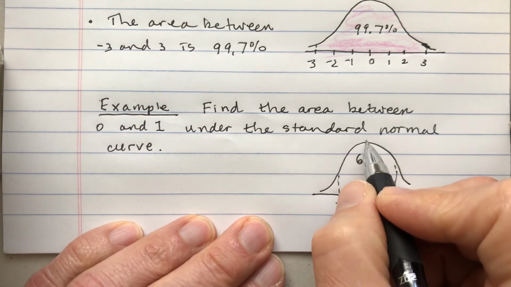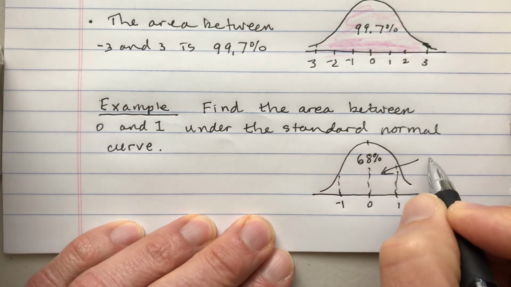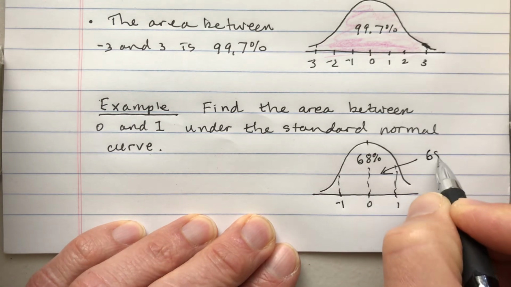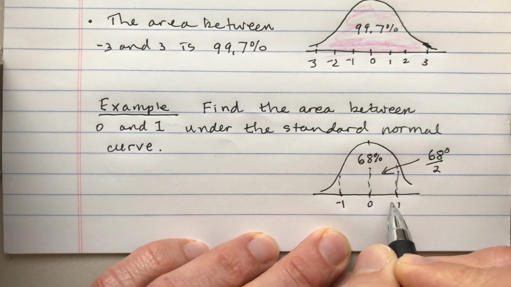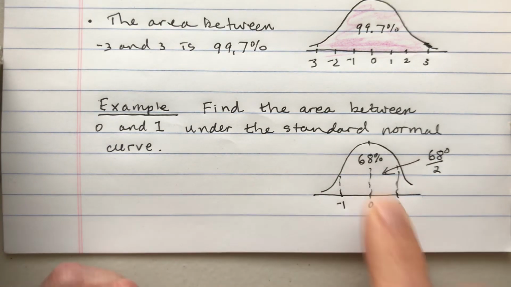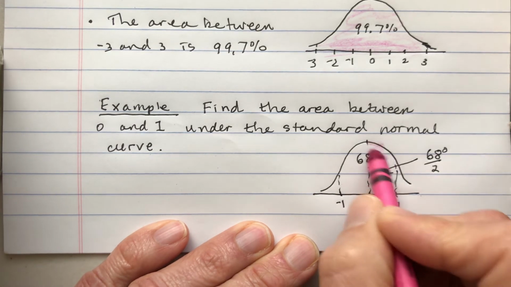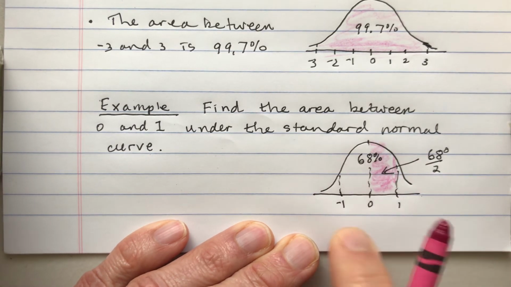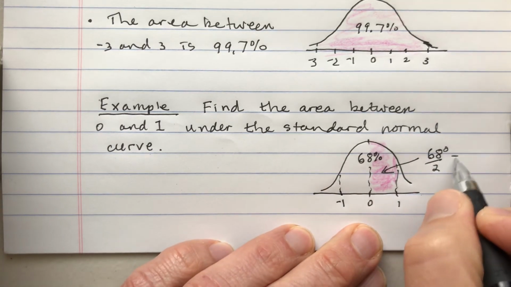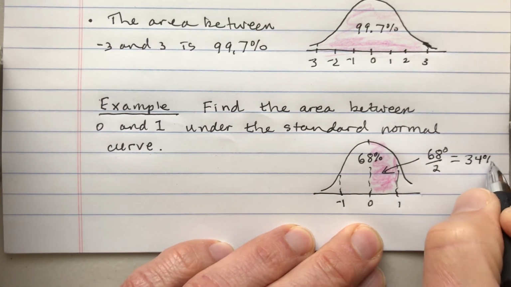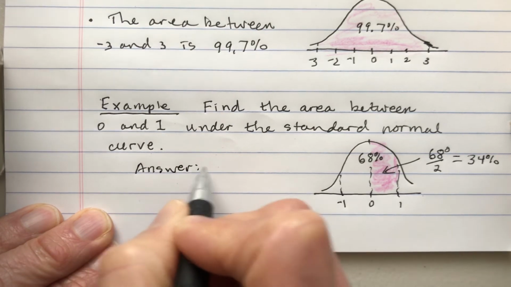Now by symmetry, I can cut this in half, and I'll point an arrow there. Then this is going to be 68% divided by 2, because from 0 to 1, that's half of the 68%. So 68% is the area between -1 and 1, and half of that, however you figure it out, is 34%. So that's what I think is a good way to do this.